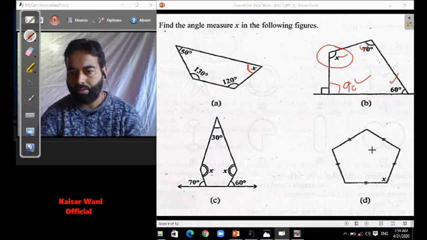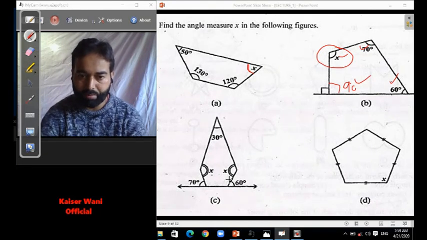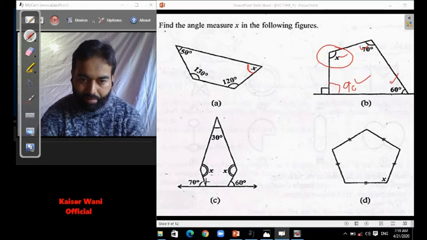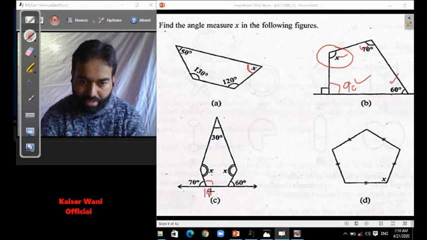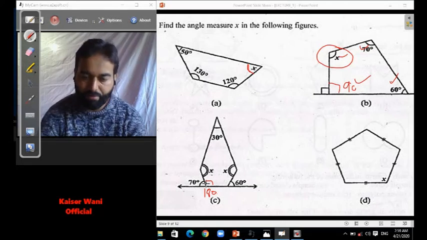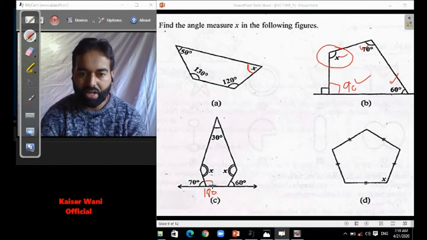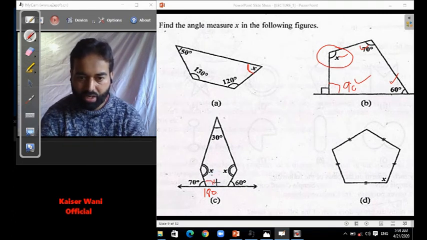If we take the case of this, it is 70. This 70 plus this unknown angle, the sum of these two angles is 180, because it is a linear pair. The sum of interior angle plus exterior angle of any polygon is 180, they are supplementary. If it is 70, then it must be 110. If it is 60, then this angle must be 120. So we easily get these two angles.